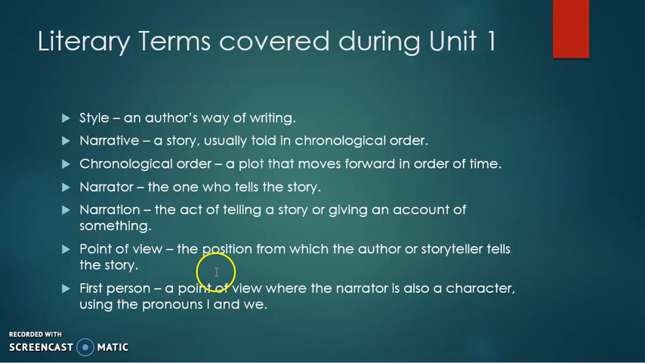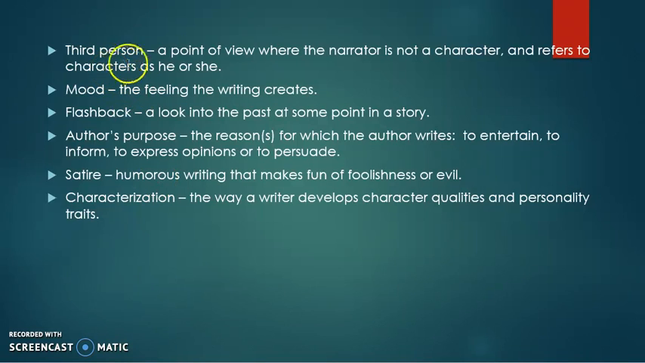And then point of view. Point of view is the position from which the author or the storyteller tells the story. You have first person point of view. This is where the narrator is a character in the story. So he will refer to himself as I, or you'll hear me, or you'll hear we in the story because he's talking about himself. But then you've got third person. That's when the narrator is talking about people other than himself. So in those stories, you'll hear the word he or she or they because he's not talking about himself. He's talking about other people.